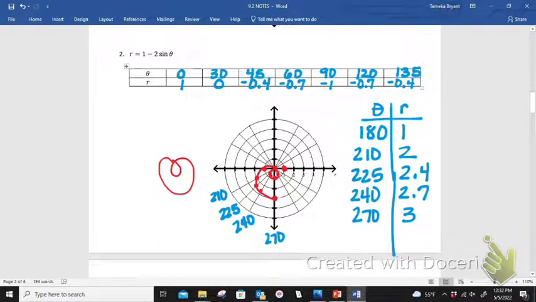So now we need to put in 300, 315, and 330. Go ahead and add those 3 points. So we had to go around the unit circle.